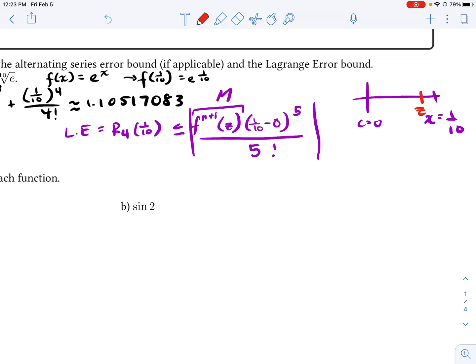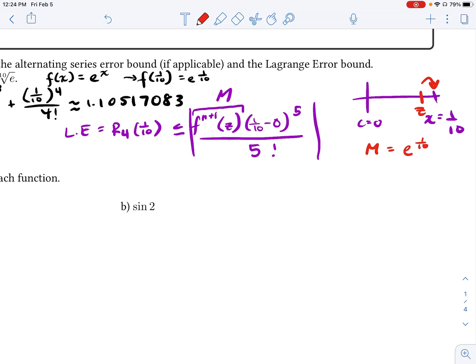What's really nice about the e to the x function is that every order derivative for e to the x is simply e to the x. So M is going to be the largest possible value for the fifth order derivative, which is e to the x, so the largest possible value that e to the 1 over 10 could give us. So you would think, oh, well then, yeah, z would just be at 1 over 10.